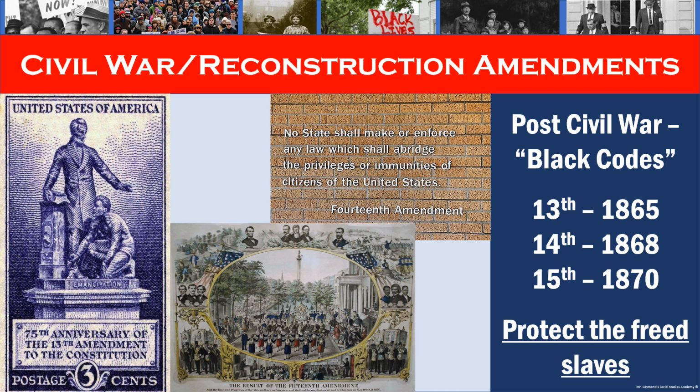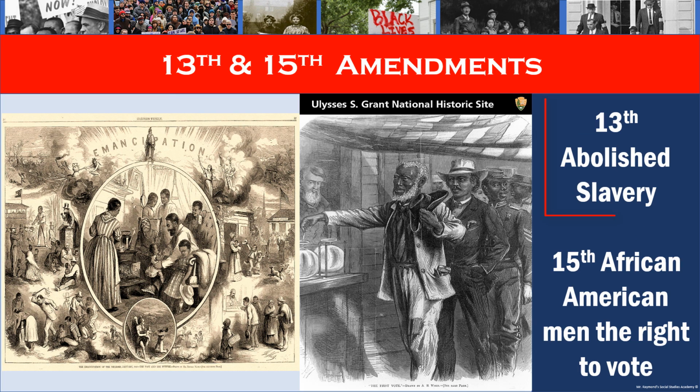So we'll start by looking at what are sometimes referred to as the Civil War or Reconstruction Amendments, numbers 13, 14, and 15, intended to help the freed slaves after the Civil War. The 13th Amendment abolished slavery, putting an end to this horrible stain in our nation's history, and the 15th Amendment was passed to give African American men the right to vote in 1870, 5 years after the Civil War.